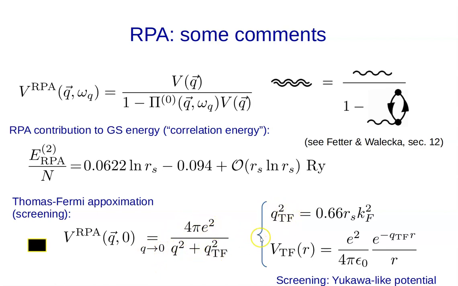And in fact, you can relate this Thomas-Fermi momentum q_TF with Rs and the Fermi wave vector like this. So as Rs increases and you go to lower density, this also increases. So that's good. It means that even for moderate values of Rs, this should also work and regularize your expansion.